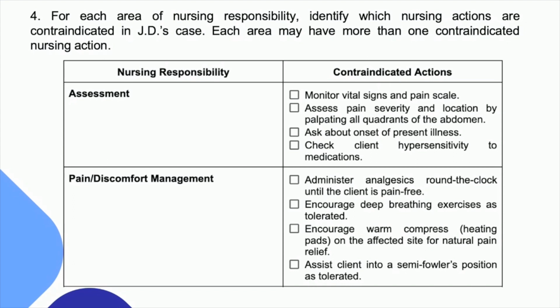So assessment, which one would you check? Monitor vital signs and pain scale. Assess pain, severity, and location by palpating all quadrants of the abdomen. Ask about the onset of present illness. Check client hypersensitivity to medications. Okay, so do you have your answers there? Which one are you going to check?